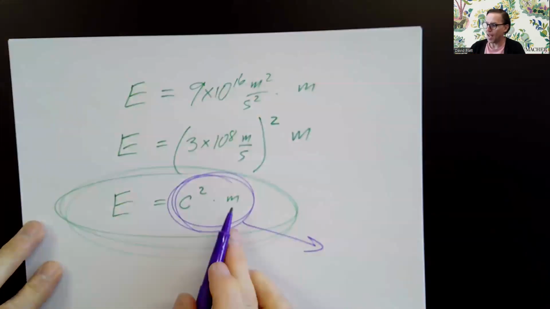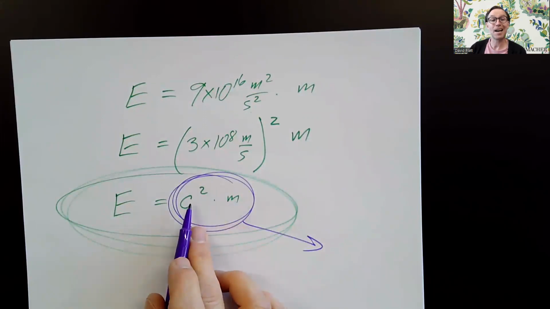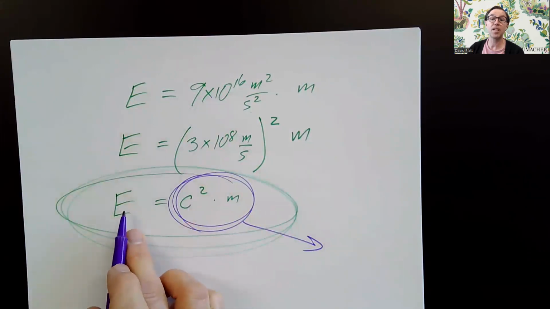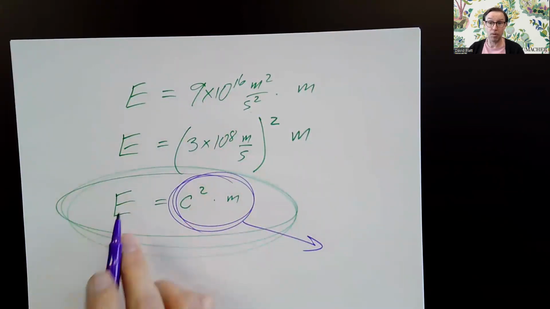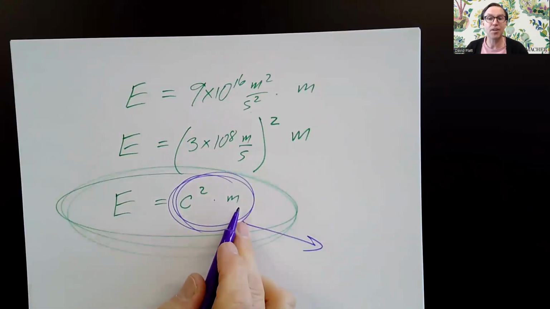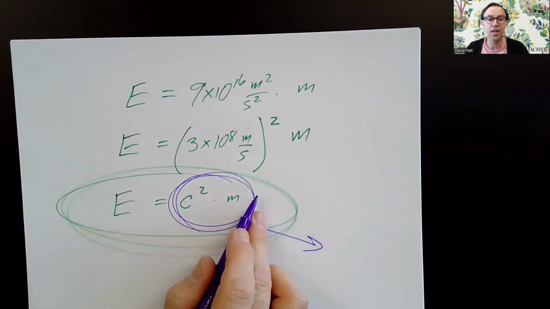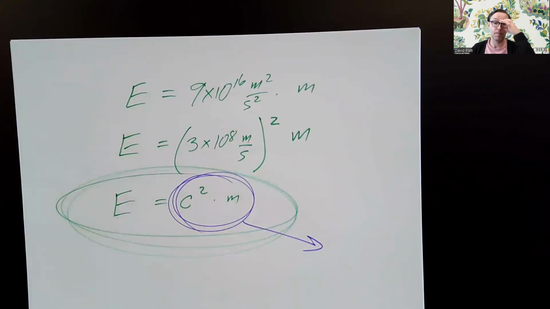In other words, if I have a certain number of kilograms of matter, because it's mass, and I multiply that number of kilograms by 9 times 10 to the 16, that will give me the number of joules of energy that will poof appear when that matter disappears. So mass can turn into energy. Matter can turn into energy.